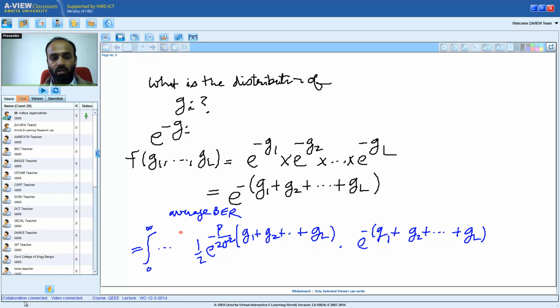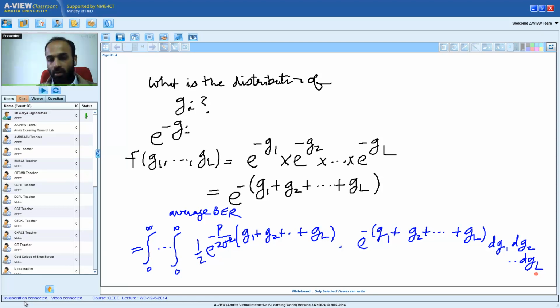Each gi is from 0 to infinity, so I have L integrals, dg1, dg2, so on up to dgL. So that is the net expression. That is basically the instantaneous bit error rate, half e to the power of minus P over 2 sigma square times (g1 plus g2 plus up to gL), times e to the power of minus (g1 plus g2 up to gL), multiplied by dg1 dg2 up to dgL and then integrated from 0 to infinity.